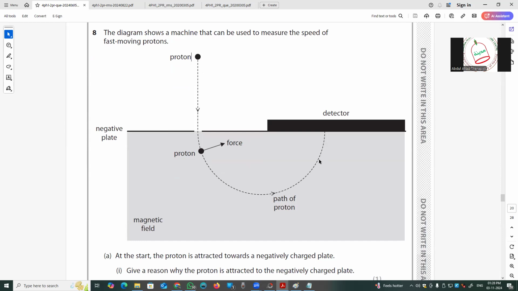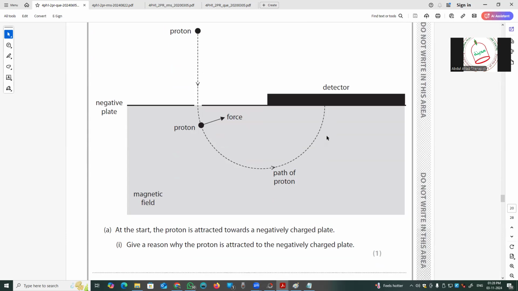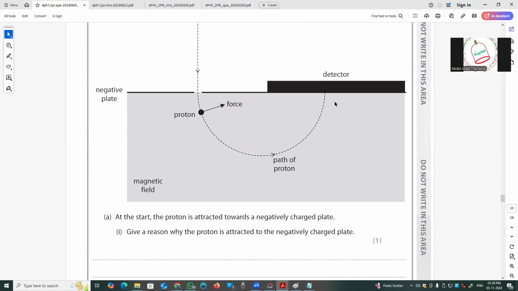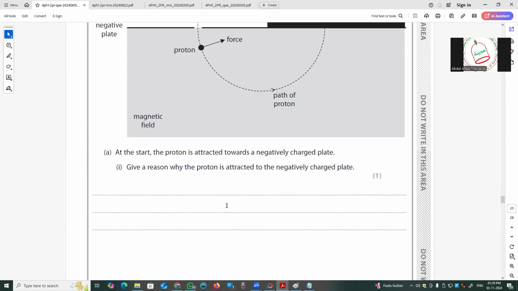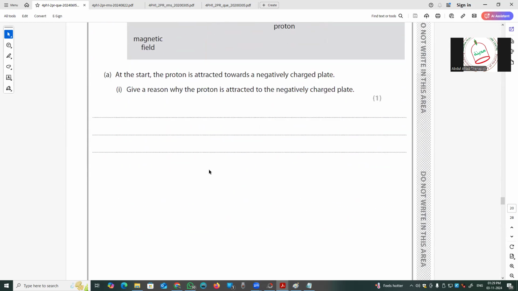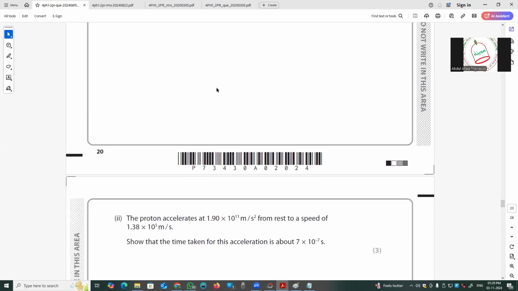So it makes a circular path and it gets attracted to the negative charge plate because it's opposite charge. So they will get attracted. So they ask you a question, give a reason why the proton is attracted to the negative charge plate because they are opposite charges. Opposite charges attract each other. That's what you will write.